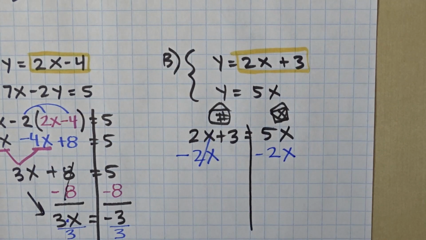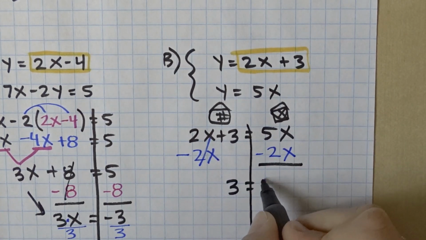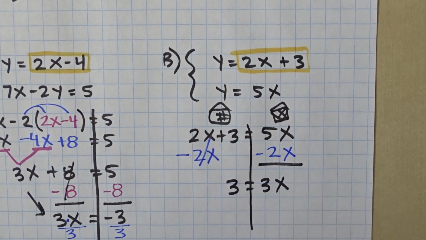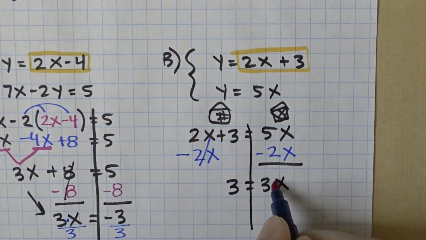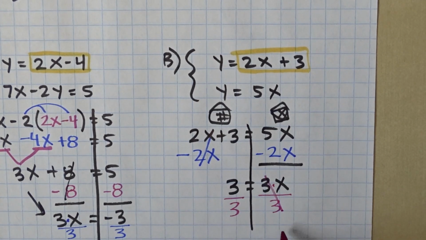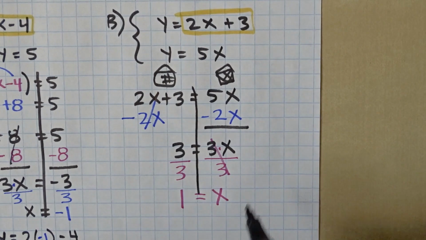That's gone. So now I have just 3 over here and a 3x over here. I'm trying to get x by itself, so we're getting rid of that 3. Opposite of multiplying is dividing. That's invisible 1x. And then here we get 1. So x is 1.